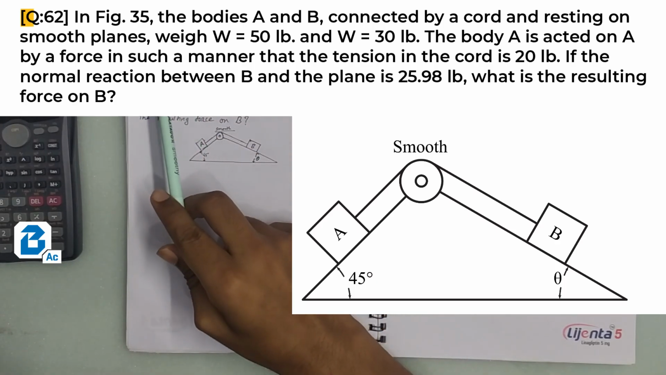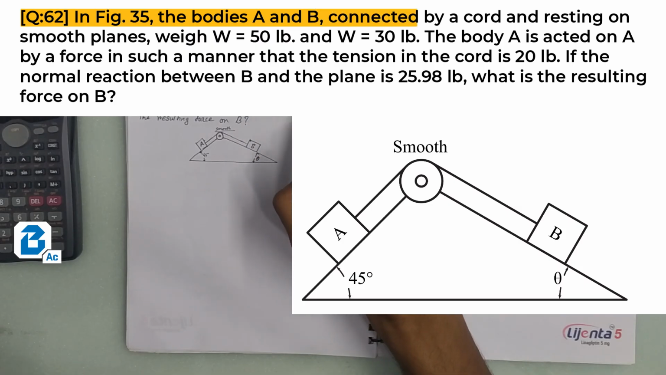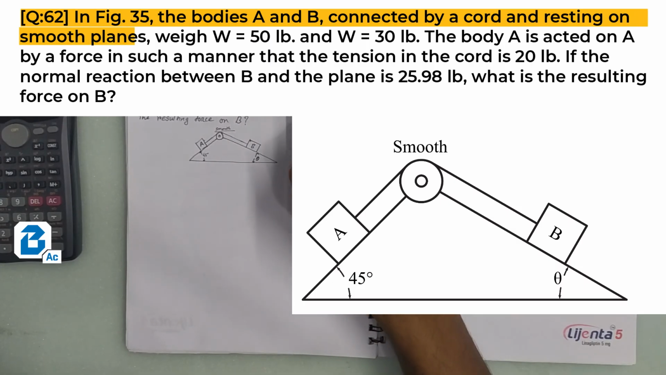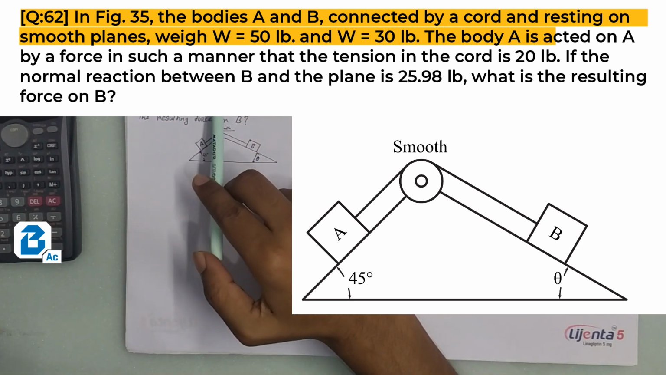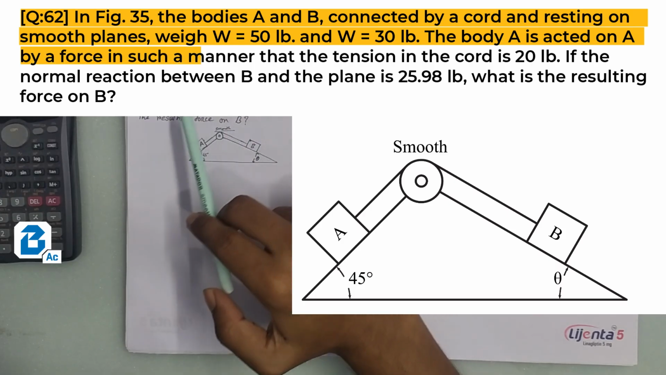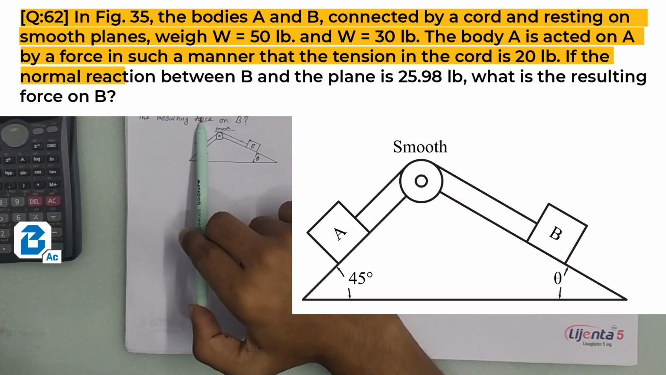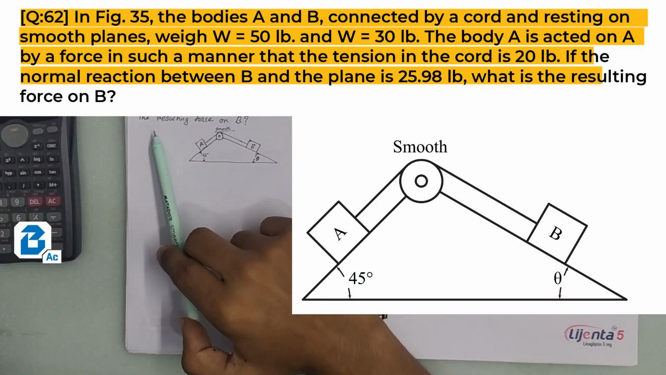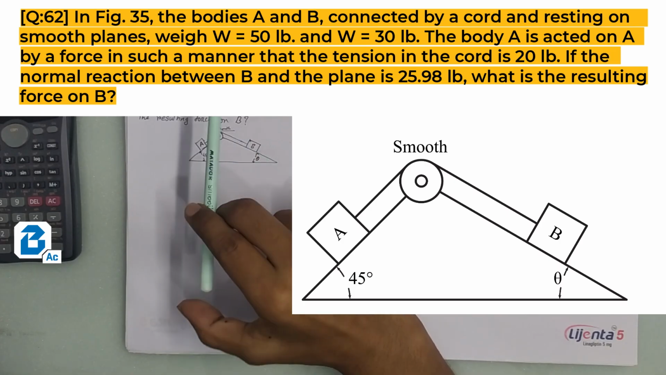Here the problem states: in figure 35, which is this one, the bodies A and B connected by a cord and resting on smooth planes, weight of A equals 50 pound and weight of B equals 30 pound. The body A is acted on by a force in such a manner that the tension in the cord is 20 pound. If the normal reaction between B and the plane is 25.98 pound, what is the resulting force on B? So let's start by finding the free body diagram.